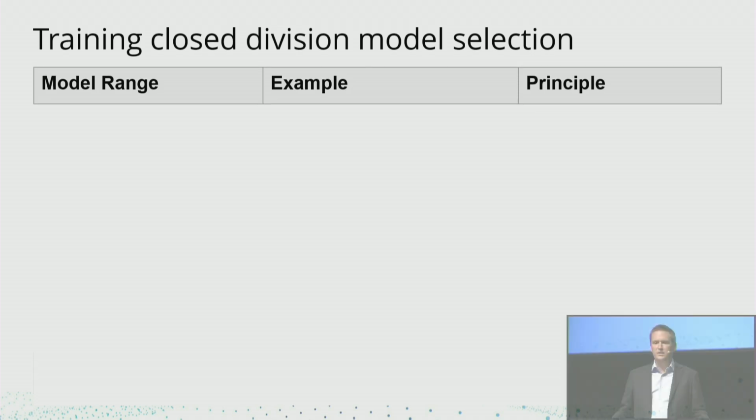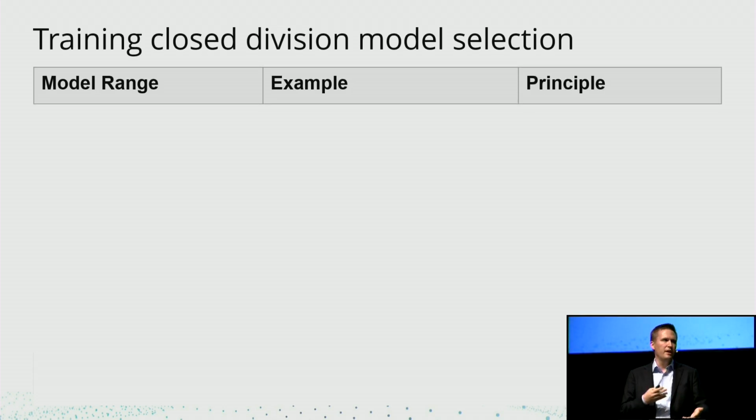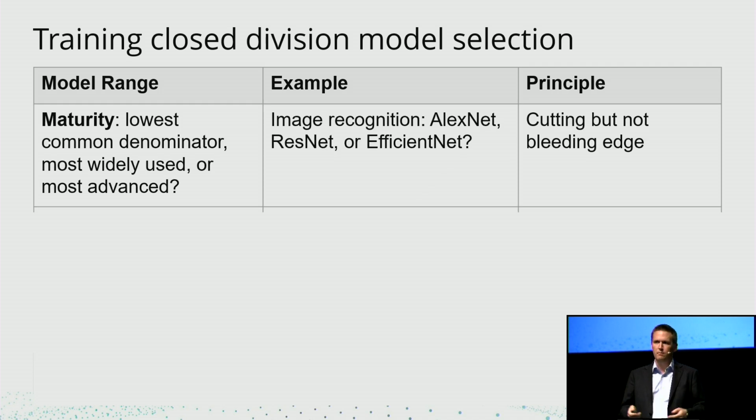Once we've looked at this big space and we're trying to pick out the exact models of interest, we look at several ranges of models to choose from. One range is the maturity range. This goes from, we could pick AlexNet for image recognition, right? Everybody could do it. Or we could pick something hot off the presses or relatively hot, like EfficientNet. And our principle here was to try and be cutting edge, but not bleeding edge.